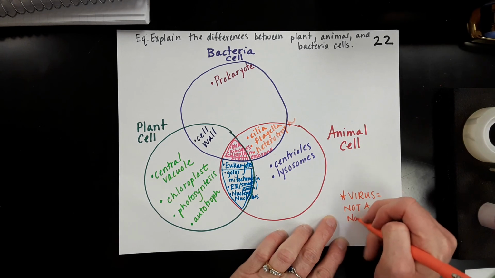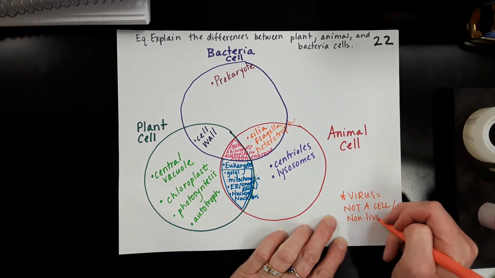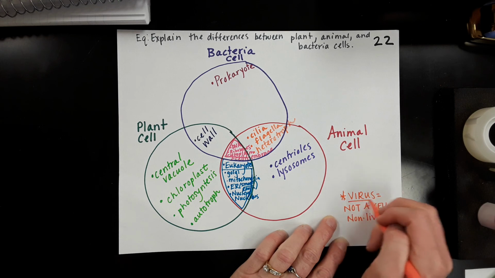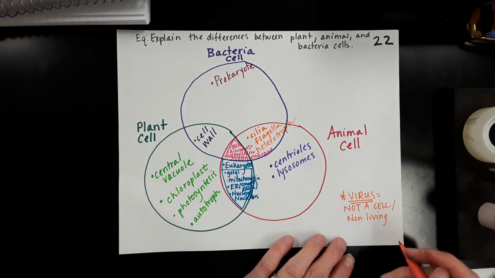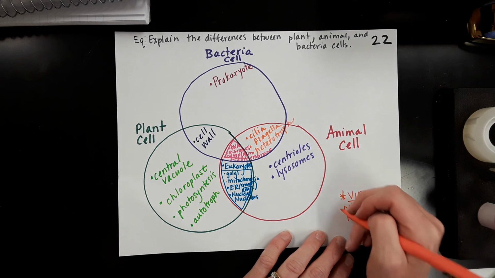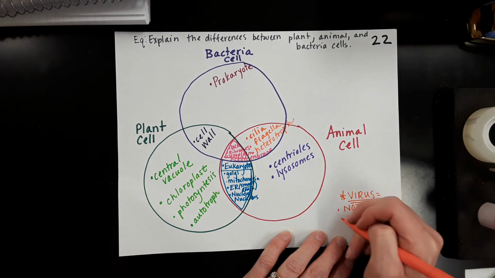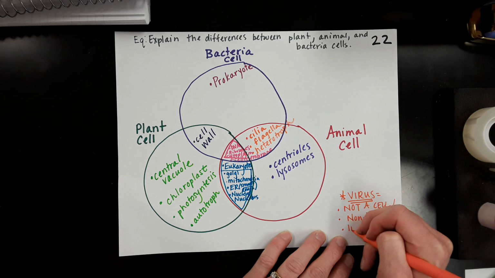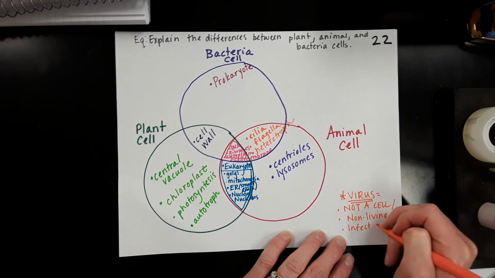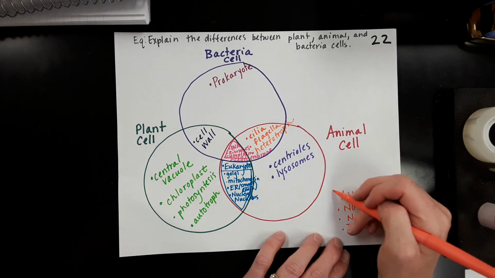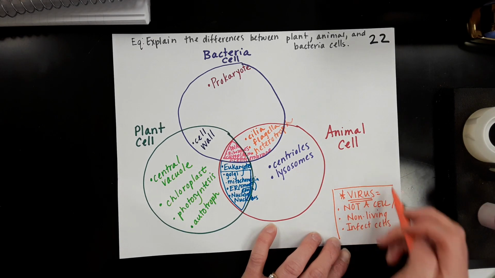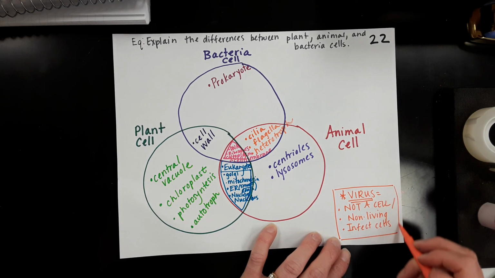Viruses are non-living. They do not meet the characteristics of life. You have to have 8 characteristics of life to be considered a living thing, and viruses are not living things. What they do is infect cells, and they use cells as their host for reproduction. I'm putting this in a little box on the side because sometimes this topic comes up when we talk about cells.